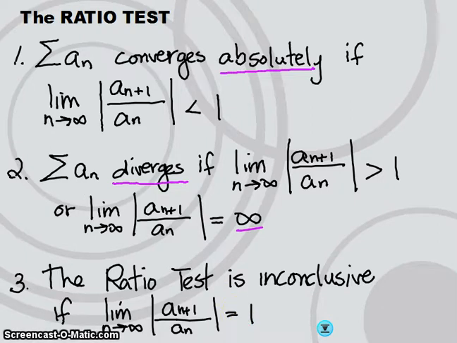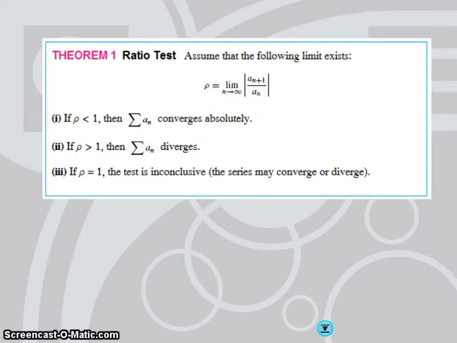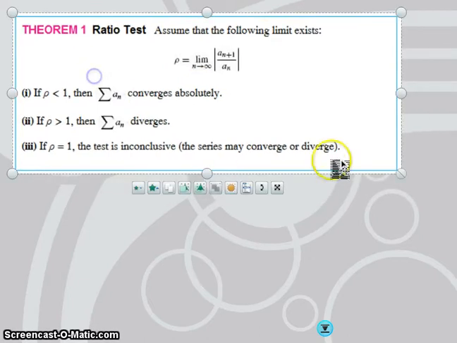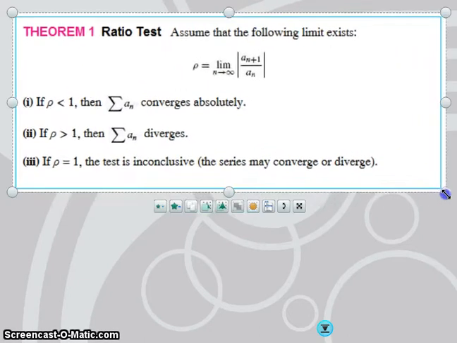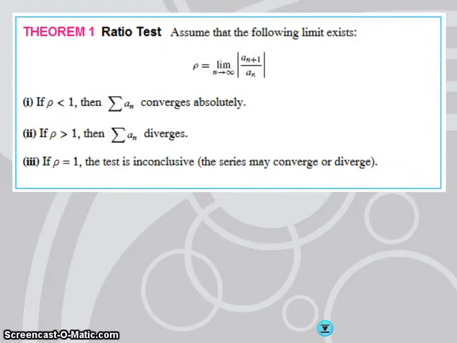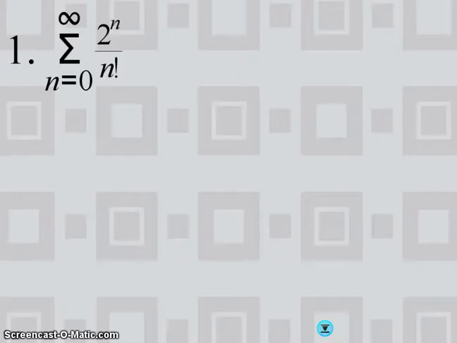The next slide is the theorem right out of your textbook. You can see this in your textbook in chapter 10.5, and it's the same thing. Now you'll see me use this notation rho, this Greek letter, as the limit. It's just an easier way to explain it. I do it a couple different ways, and you can pick whichever one you feel is most comfortable for you. All right, so let's get to it.